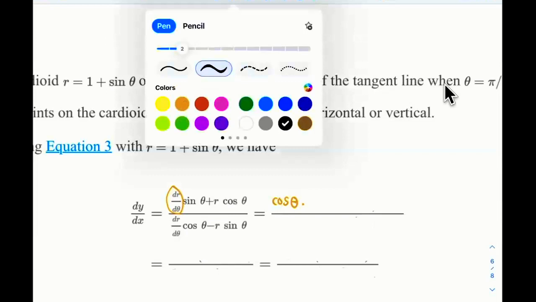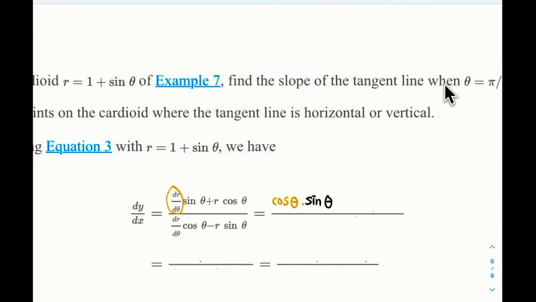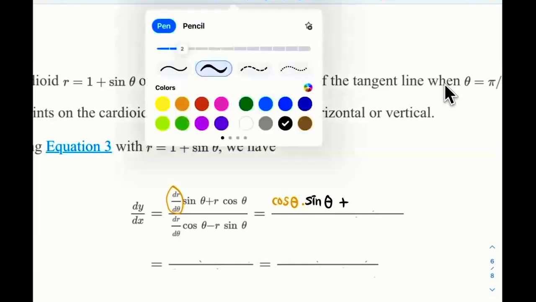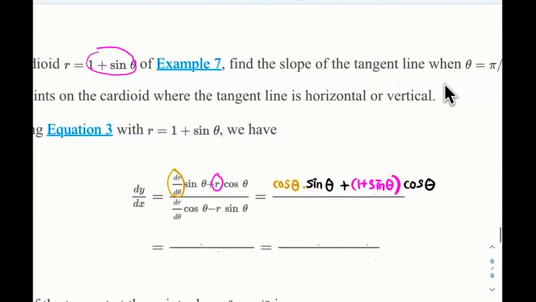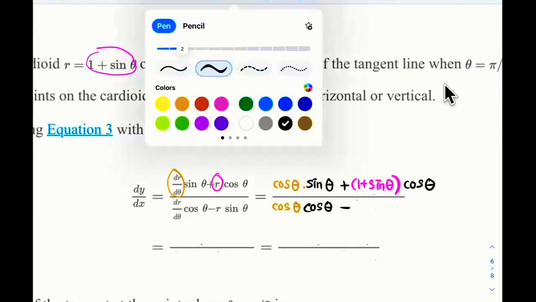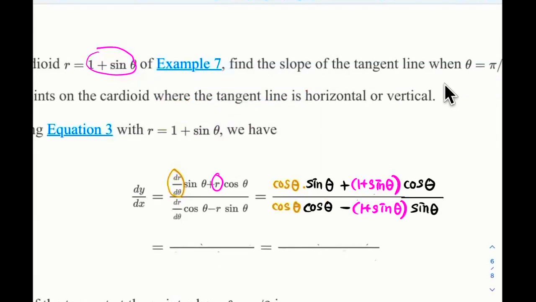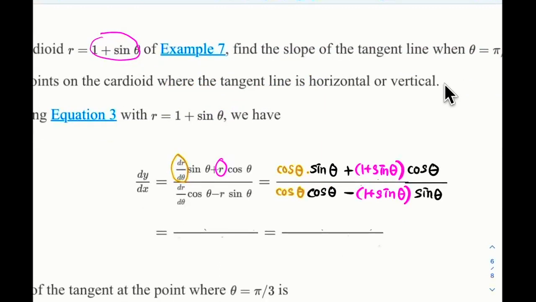Okay, and then now times sine theta, as for r, here we're going to replace r by the r over here, which is 1 plus sine theta, and then cosine theta. Okay, and then dr d theta we already got, which is cosine theta, minus r is sine theta. All right, let's simplify this. Can we take out this common factor cosine theta? Okay, let's take that out.